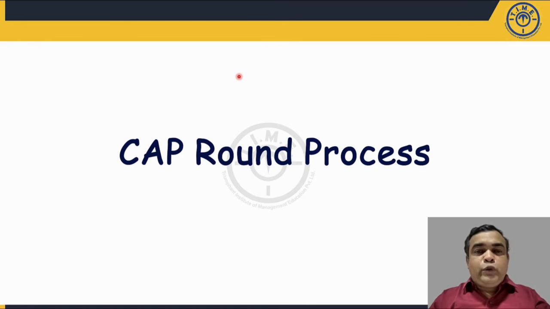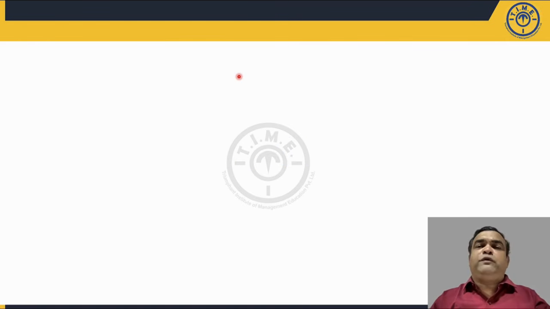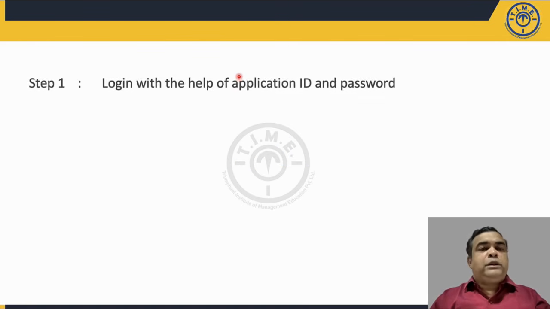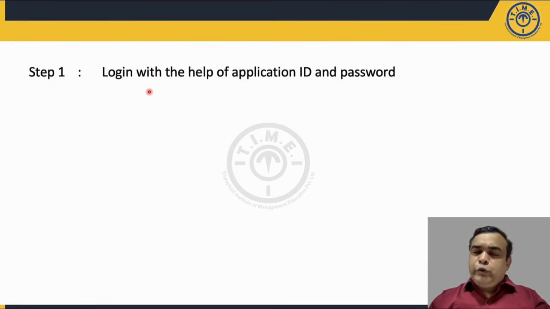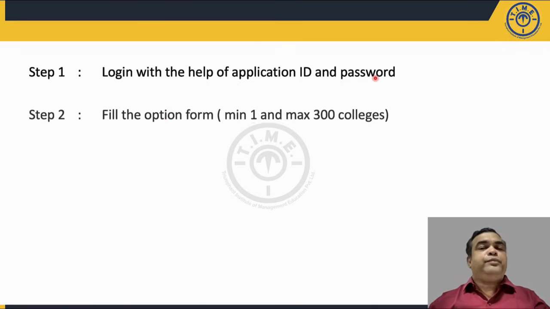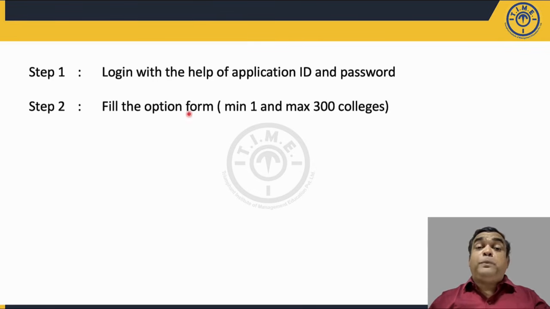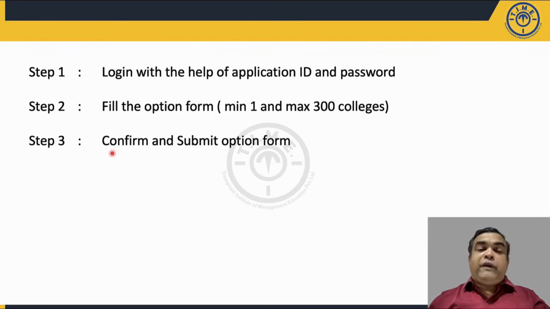So how am I going to fill the option form for CAP round 1? The process is like this. You visit the CET Cell website, log in with the help of your application ID and password. You fill the option form. You need to fill a minimum of 1 college and a maximum of 300 colleges. After filling those options, confirm and submit the option form.